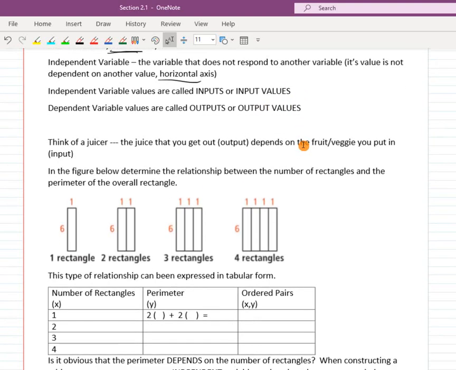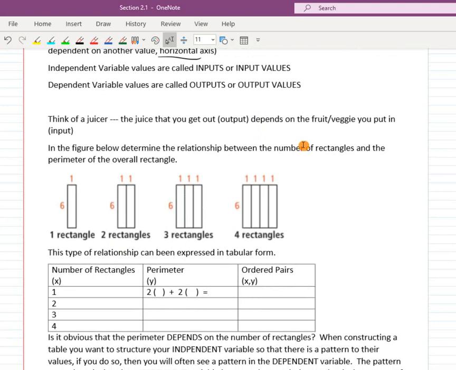The way I like to think about functions is to think about them like a juicer or a food processor. So the juice that you get out is the output, but the fruit or vegetable that you put in is called the input. So when we talk about functions, let's say I've got, let's see here, sort of a rough sketch of a juicer here.